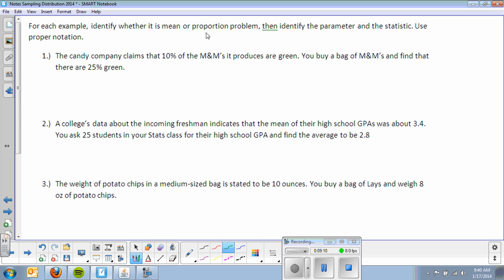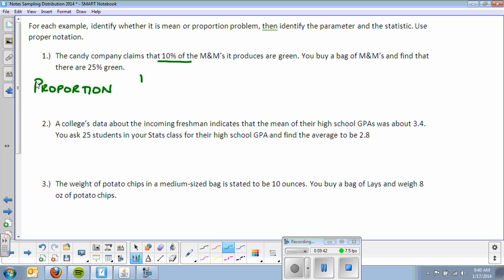So the candy company claims that 10% of the M&Ms it produces are green. You buy a bag of M&Ms and find that there are 25% green. So first off, I'm going to identify this as a proportion problem. And I know that mainly because I'm dealing with percentages. Now, that's not always the case, but for the most part, because I'm dealing with percentages, this becomes a proportion problem. So the 10% of the M&Ms that it produces are green, that's of all M&Ms.